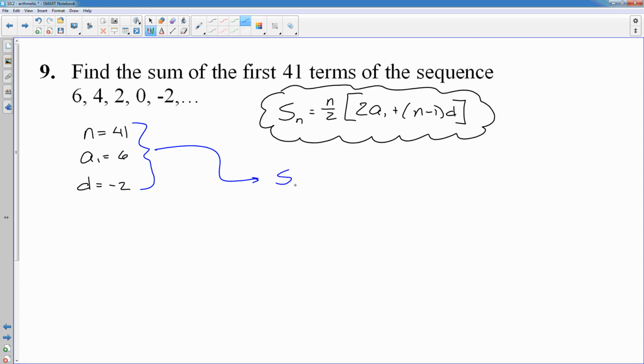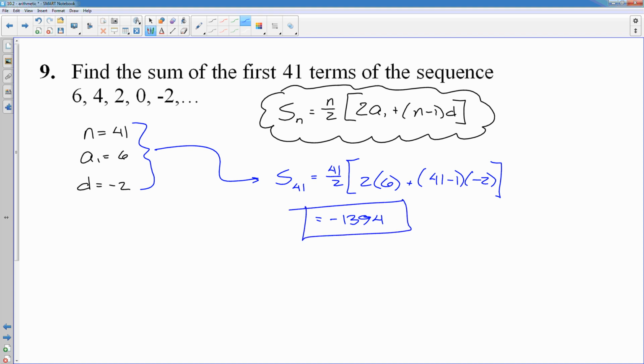The sum of the first 41 terms is 41 over 2 times my first term, which is 6, plus 41 minus 1, n minus 1, times the common difference of negative 2. And we'll throw this in the calculator, and we'll get an answer of negative 1,394.